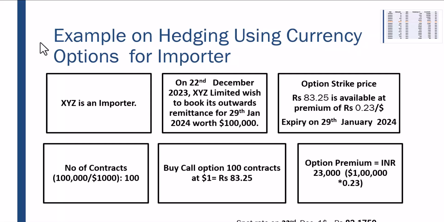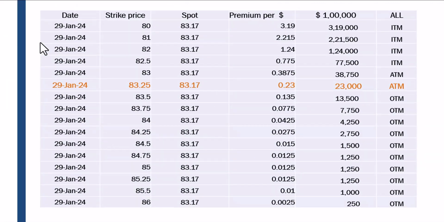So I paid it. And before, I was just telling you, this was the window where you look at these strike prices. Now we have gone to the stock exchange and seen this. So here I chose 83.25, and the premium was 0.23 at that time, which was ATM.